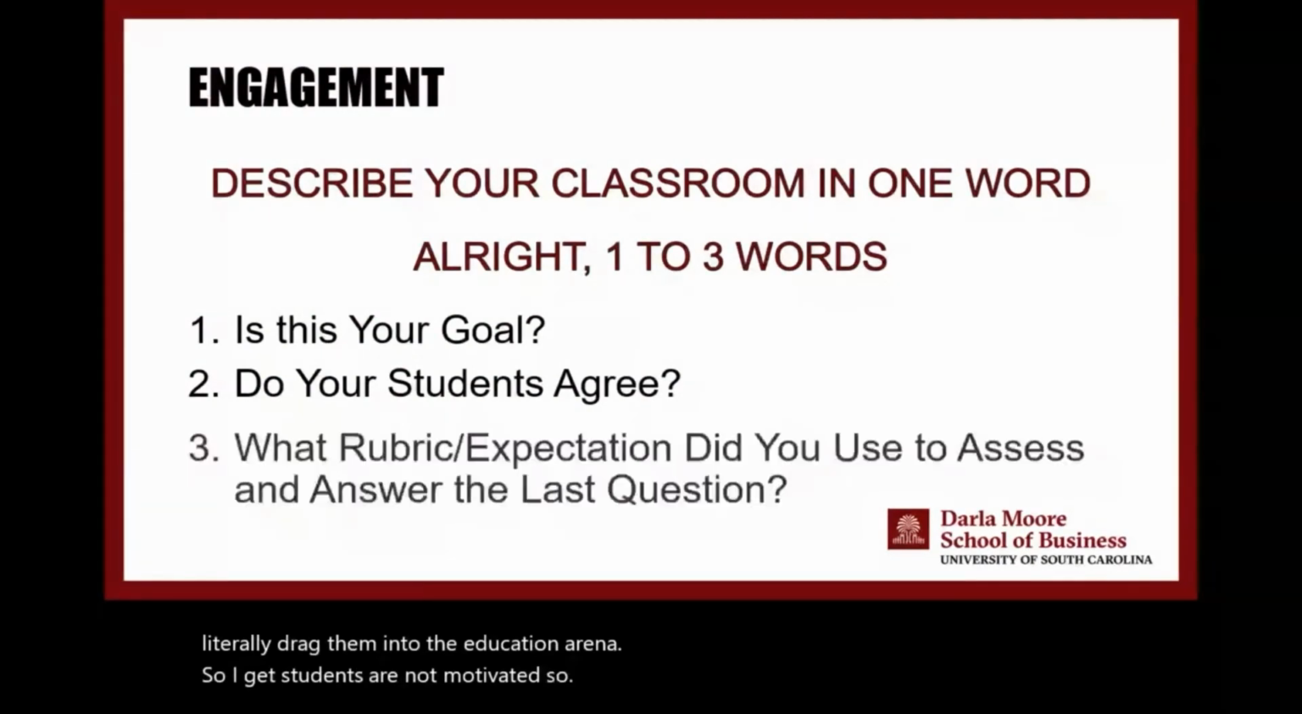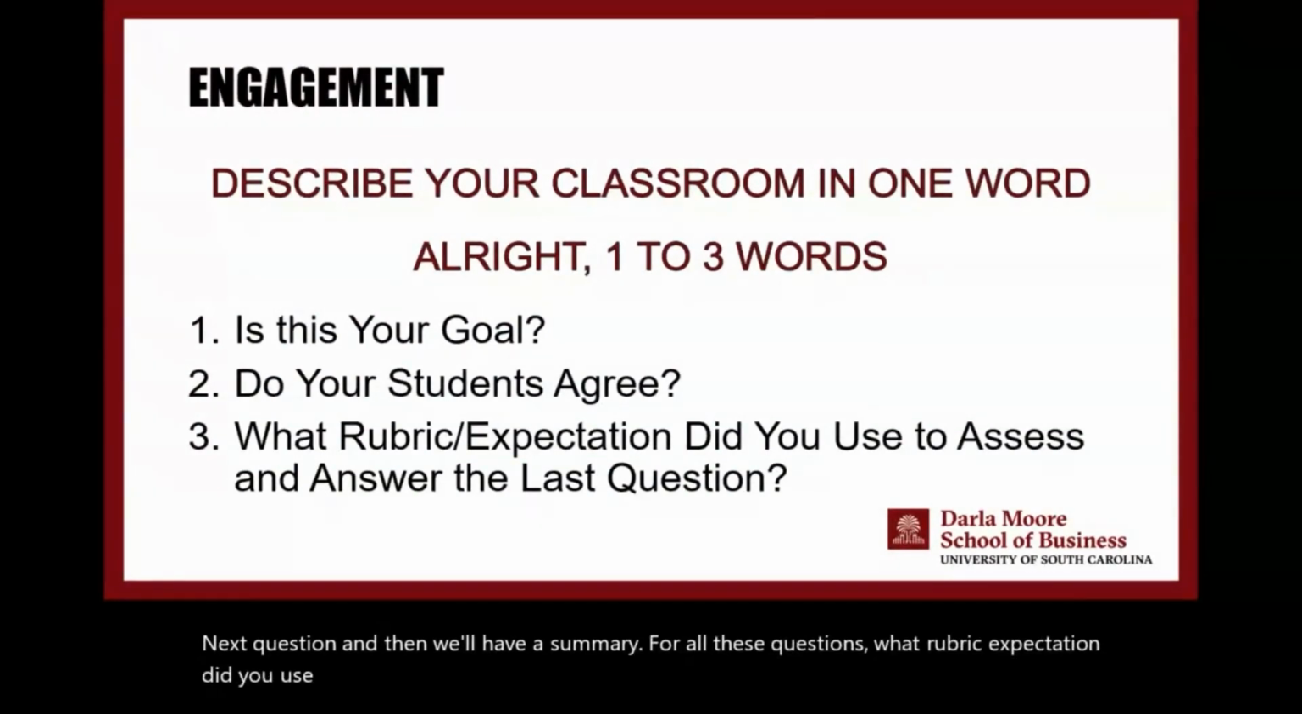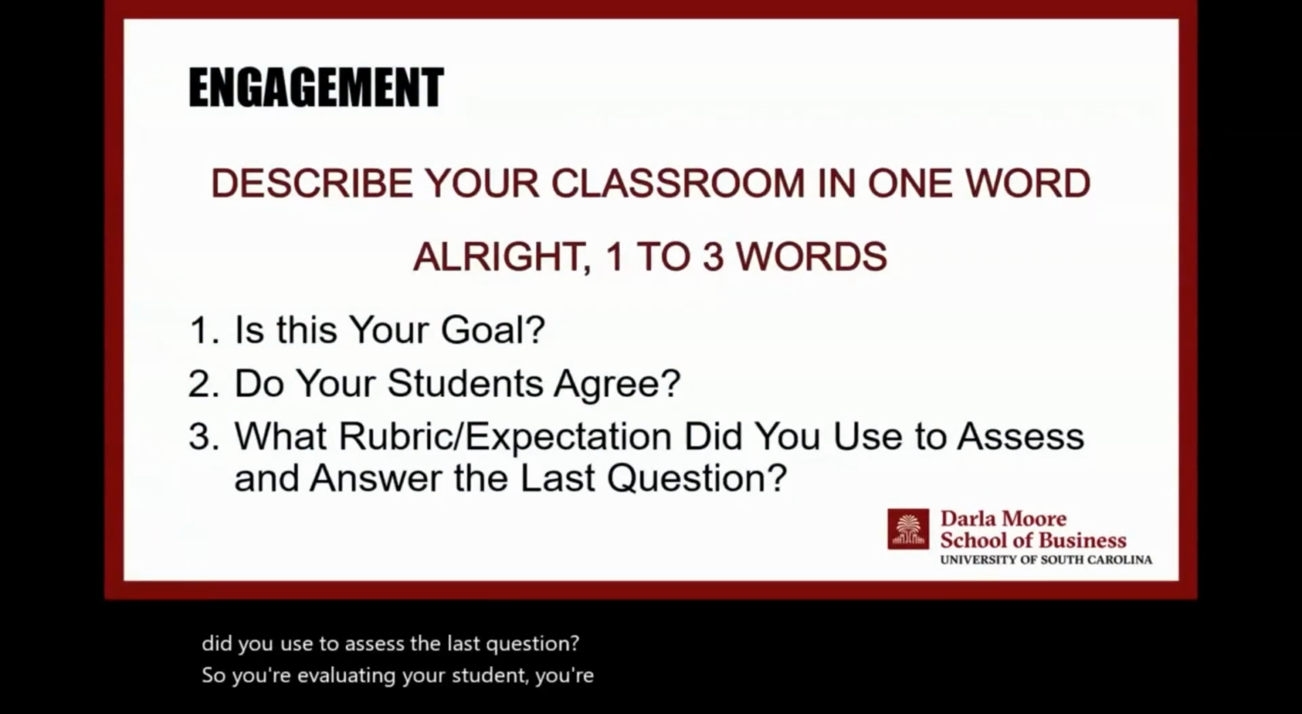So next question, and then we'll have a summary for all these questions. What rubric or expectation did you use to assess the last question? So you're evaluating your students, you're evaluating that they're engaged, some not engaged, sleepy, tired. What rubric or expectation did you use to make that assessment?